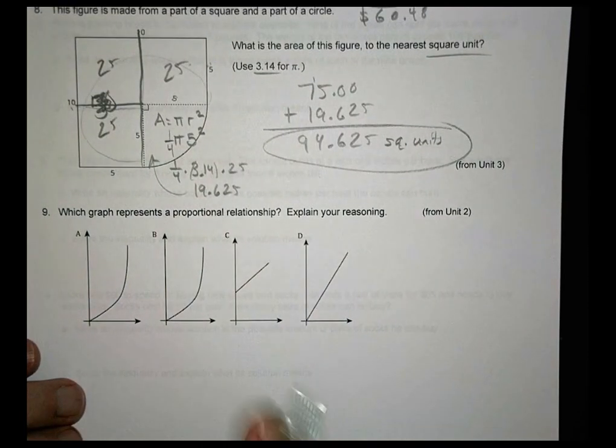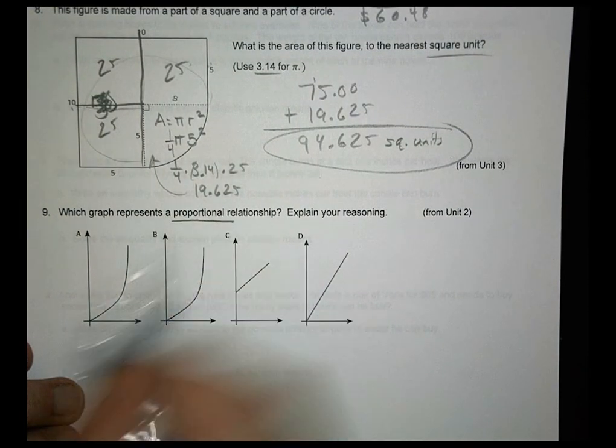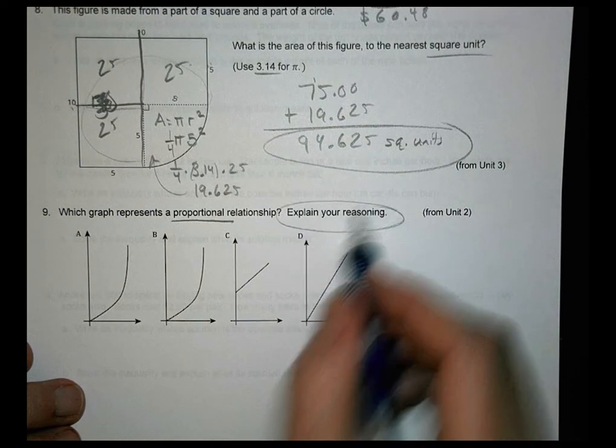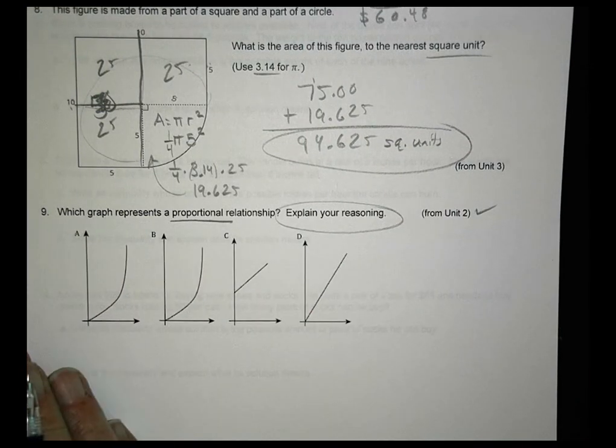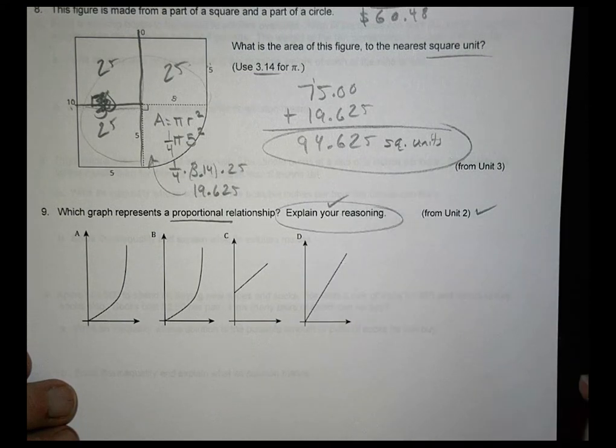Which graph represents a proportional relationship? Explain your reasoning. This is back from Unit 2, way back in the start of the school year. Which one is proportional? See if you can remember why it's proportional. Only one of them is. Which one is it? And give your reasons.